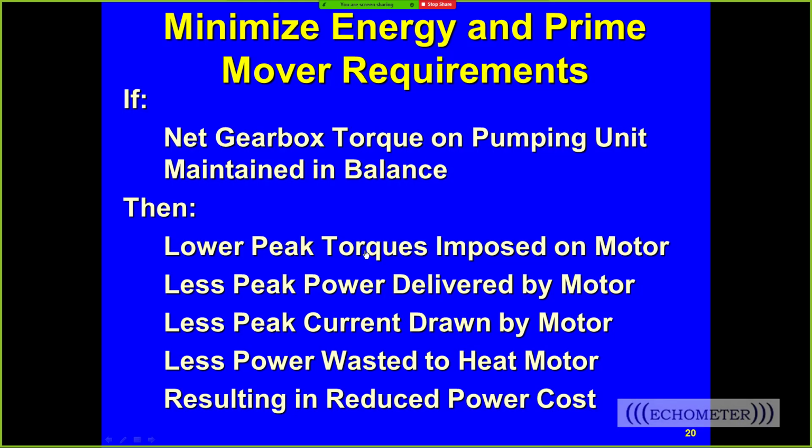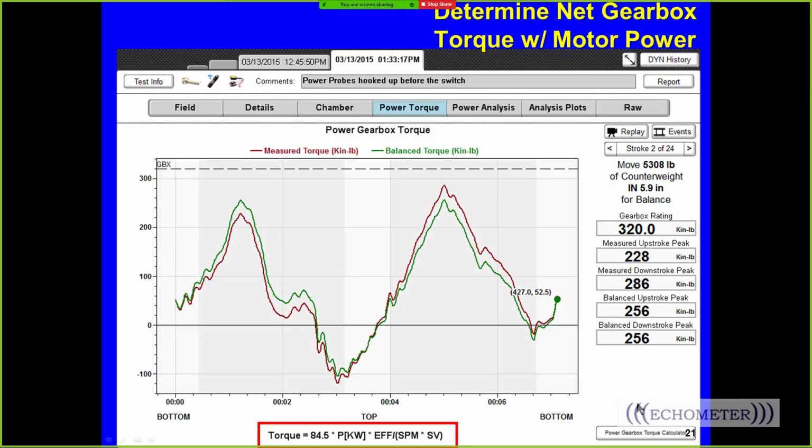All right. Now, the idea of saving power when you balance a unit is because you reduce the peak torque and make it more uniform. And so once you lower the peak torques on the motor, you have less power delivered by the motor, you have less current going through the motor, heating the motor up, cyclic loading, and that less heating results in a lower cyclic load factor and a reduction of your power cost. And so that's the idea of saving power.